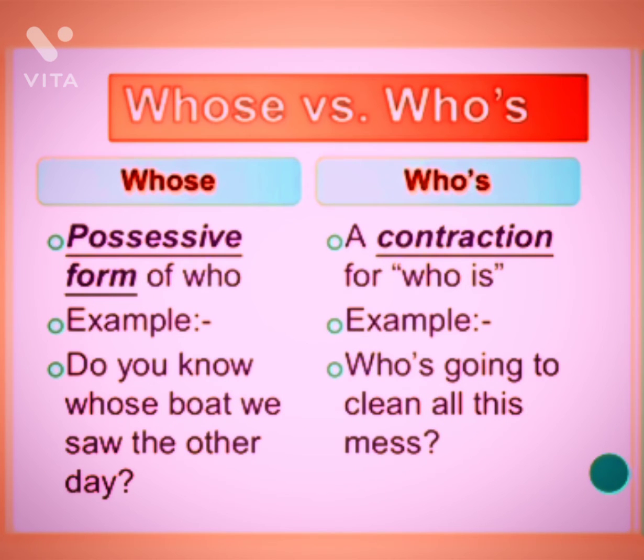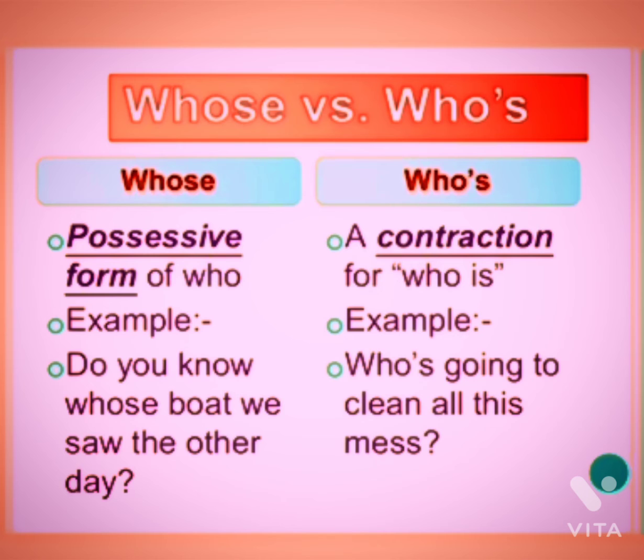Next is whose and who's. W-H-O-S-E, whose, is the possessive form of who. Do you know whose boat we saw the other day? And who's, who apostrophe s, again is a contraction for who is or who has. An example is, who's going to clean all this mess? Means who is going to clean all this mess?